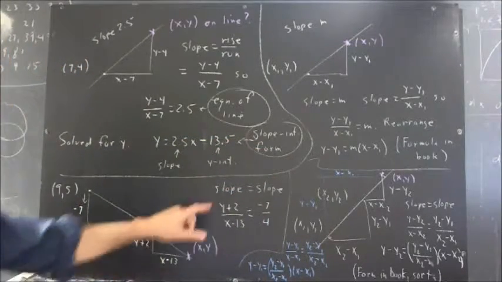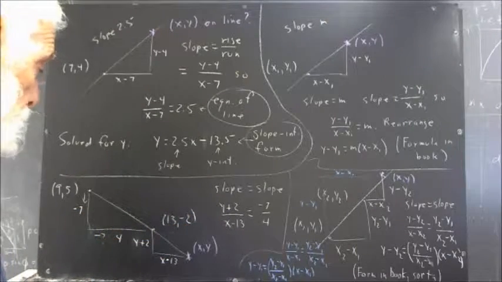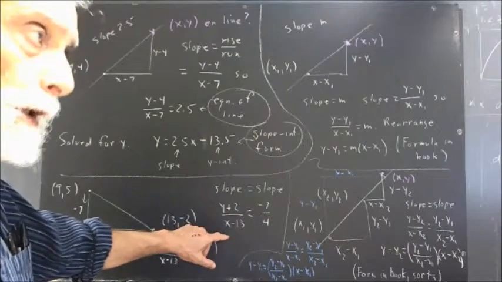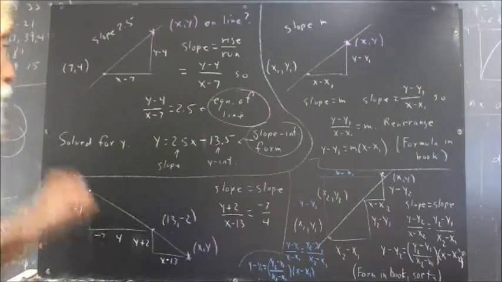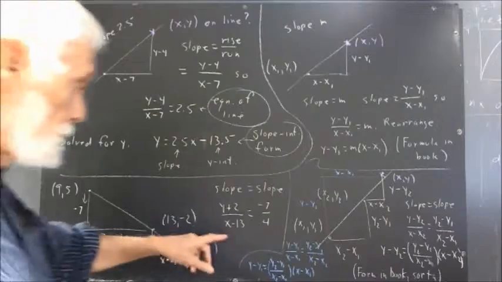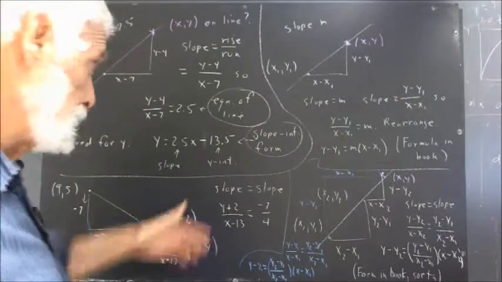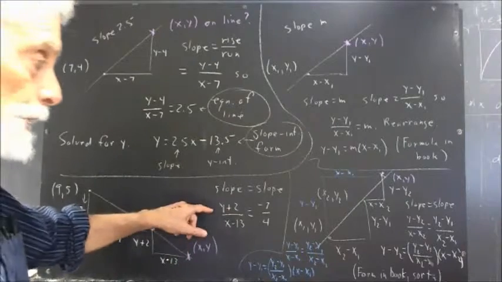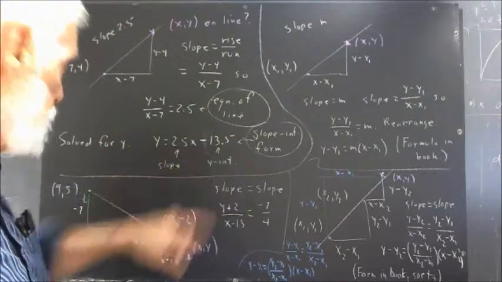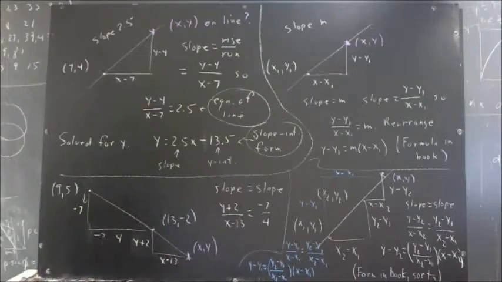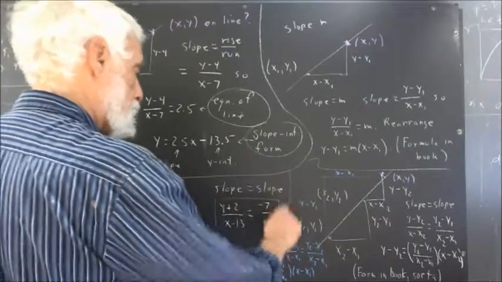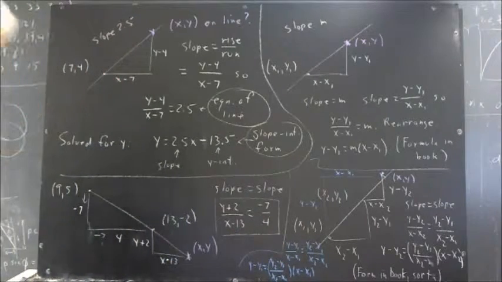Slope here is (y plus 2) divided by (x minus 13). The slope here is negative 7 over 4. So here's our slope equals slope equation. Now we can easily multiply both sides by x minus 13 and then subtract 2 from both sides to solve for y, and we would get the slope-intercept form of this line. But this is a perfectly good equation of the line. We can rearrange it any way we choose, any way that fits the situation.